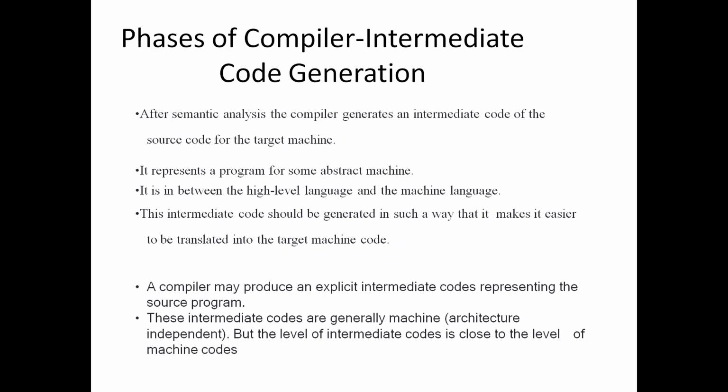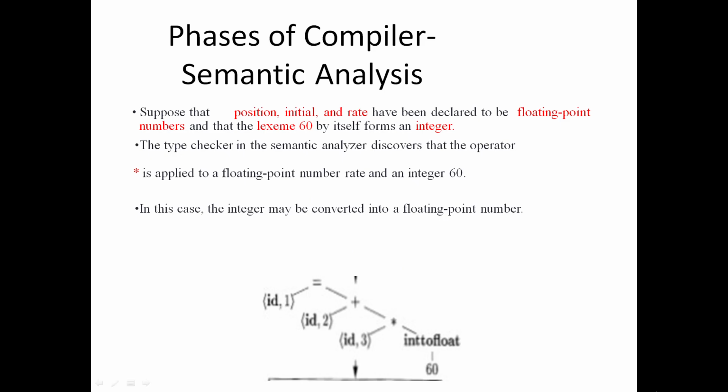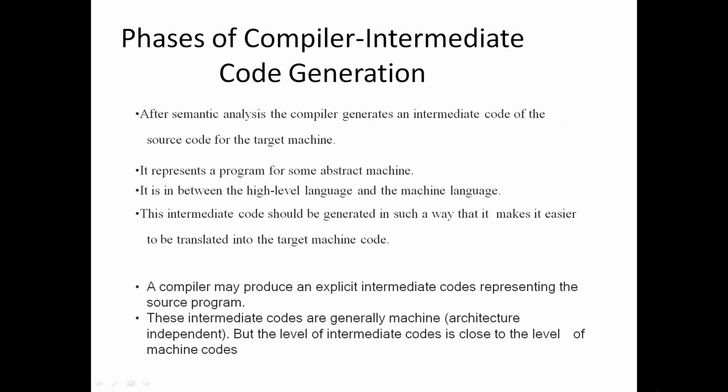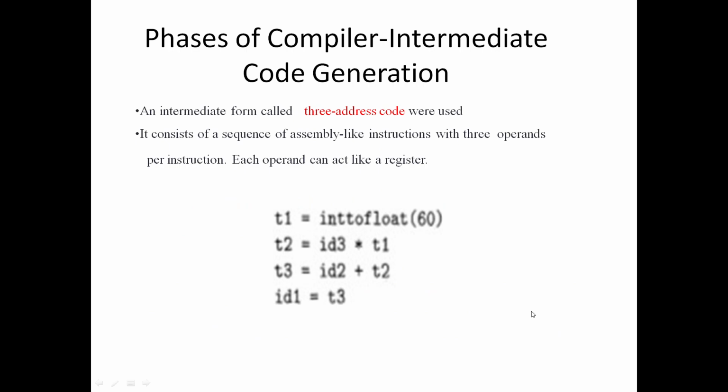From this example, first we are converting int to float, that is, the number 60 is converted into floating point: int to float of 60. 60 is an integer, so we convert it into a floating point number and store it in a temporary variable t1. Then the second one, id3 into t1. id3 into 60 we normally did in the previous phase. So id3 into t1. Then t3 equal id2 plus t2, and id1 equal to t3. So this is the intermediate code that we generated from the parse tree.